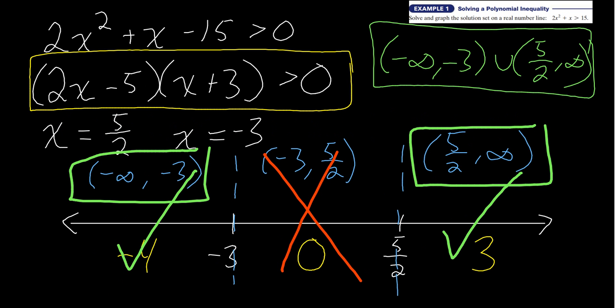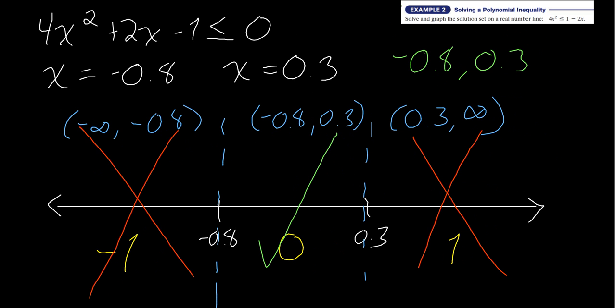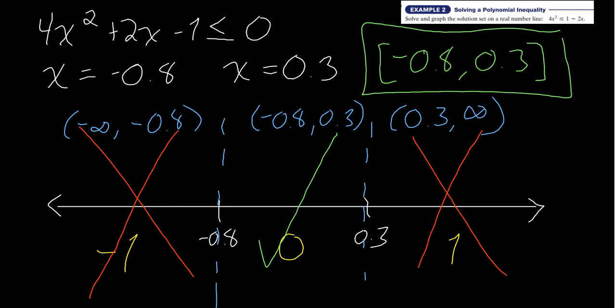And notice, and I forgot to say this on the previous example, and I'm really sorry, but notice how on the previous example, I used the parentheses. Well, obviously on infinities, you always use parentheses, but on -3 and the 5/2, I used the parentheses. That's because this particular problem was just a strictly greater than. Okay, so we do use parentheses. However, this is a less than or equal to. So we're going to use brackets. And there you go. Okay. Whew. So that's that.